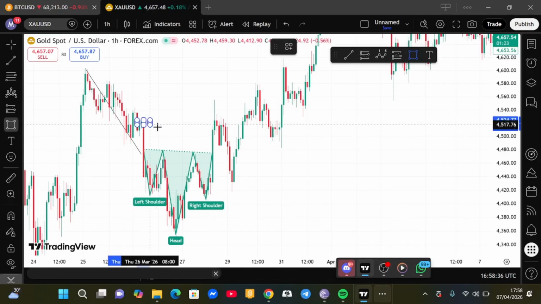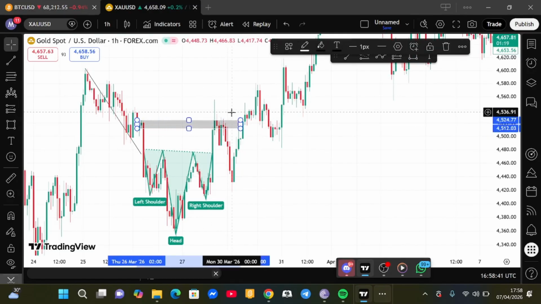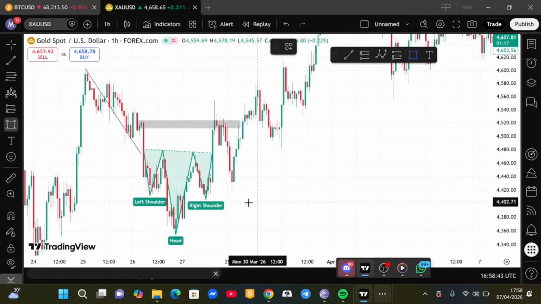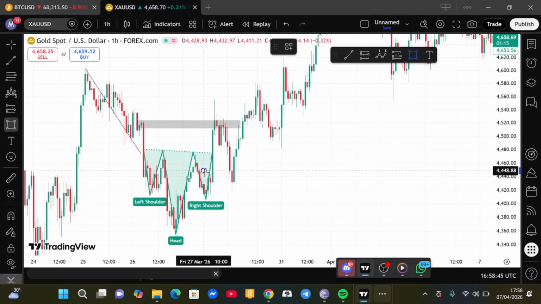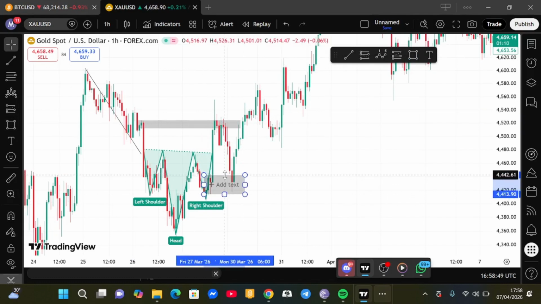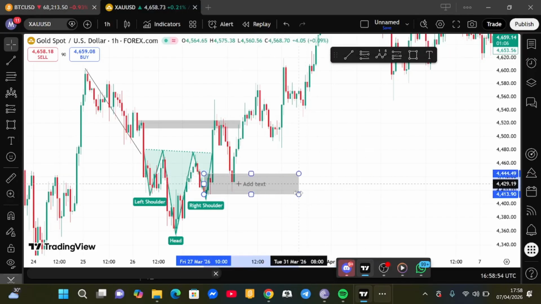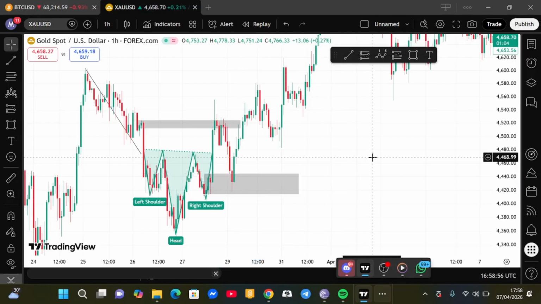The market created a supply zone here. So you can see a clear supply zone. You can see another zone here. This is a clear demand zone. So on the right shoulder, the market created a demand zone. So we mark that demand zone, and then we watch what the market is going to do.